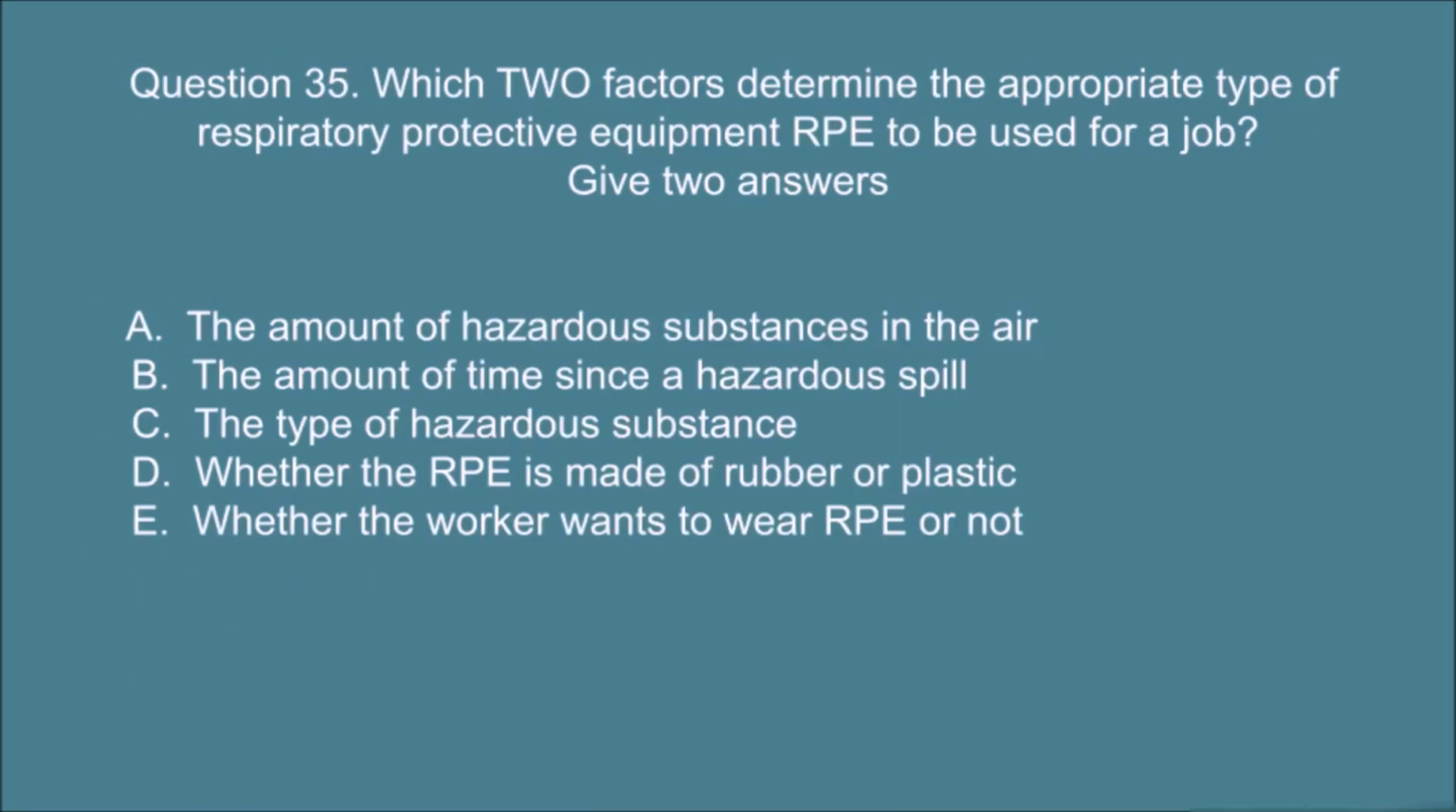Question 35. Which two factors determine the appropriate type of respiratory protective equipment, RPE, to be used for a job? Give two answers. A. The amount of hazardous substances in the air. B. The amount of time since a hazardous spill. C. The type of hazardous substance. D. Whether the RPE is made of rubber or plastic. E. Whether the worker wants to wear RPE or not.